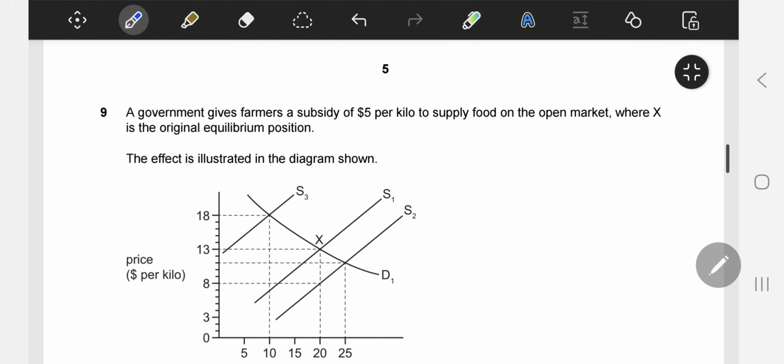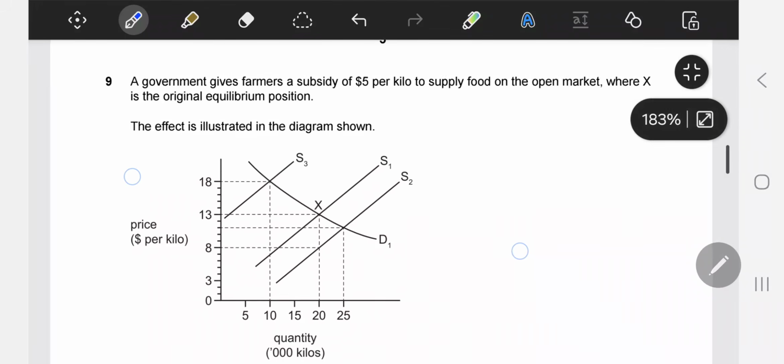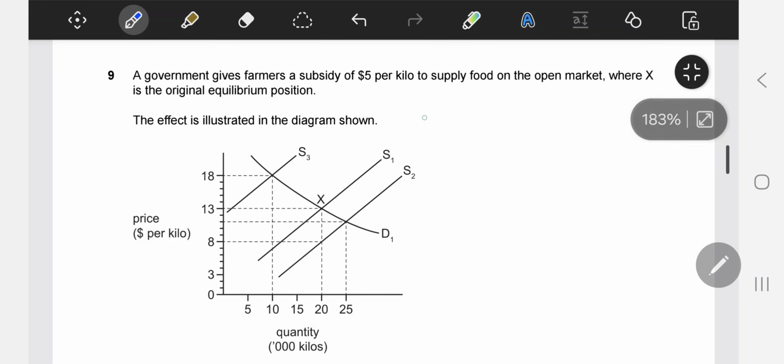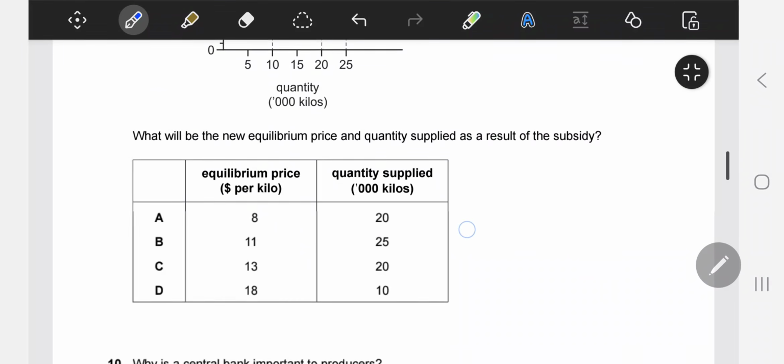Let's try question 9. I'm going to make it smaller so that you can see the question, the answers and the graph. The government gives farmers a subsidy of 5 per kilo to supply food on the open market, where X is the original equilibrium position. The effect is illustrated in the diagram shown. So what's the question? What will be the new equilibrium price and quantity supplied as a result of the subsidy?